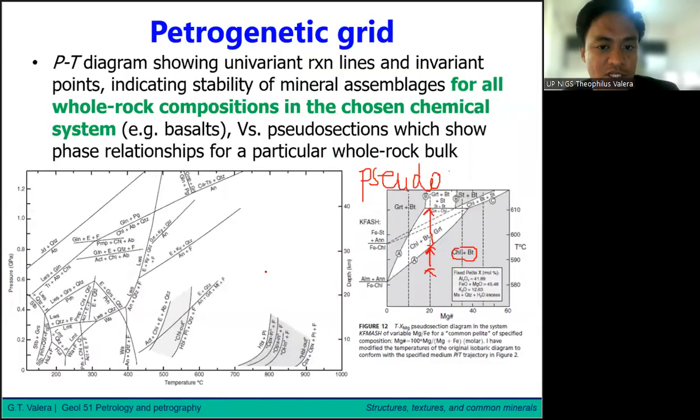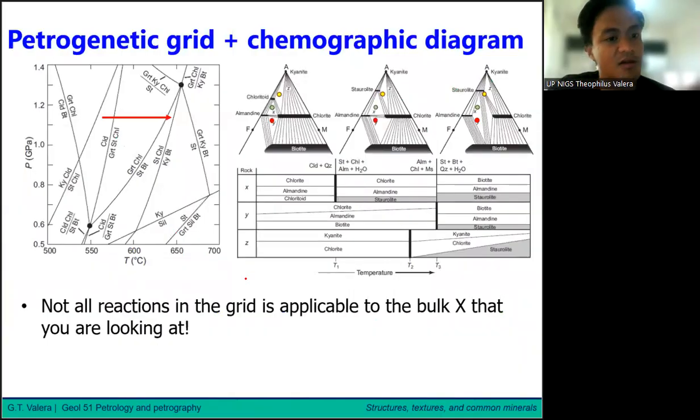I hope na naintindihan nyo na siya. Tingnan natin, sorry, this particular petrogenetic grid is not for pelites. Magtingin tayo ngayon ng petrogenetic grid for pelites. So, looking at this rock, you have three bulk compositions. Z is yung yellow dot, X is yung green dot, Y is yung red dot natin.